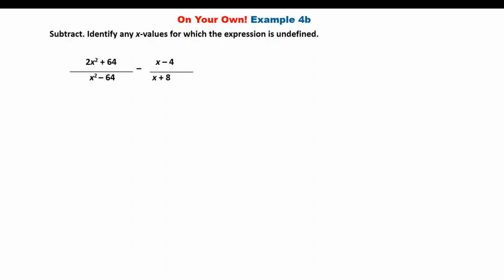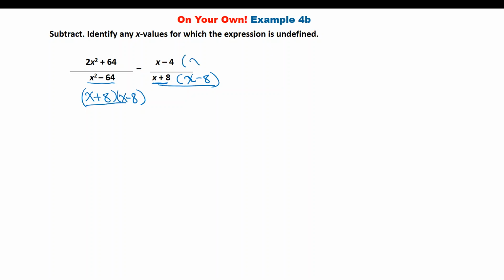All right, so on this one, it says to subtract, and I need to notice that I have fractions, so I need to have a common denominator. So I'm going to look at my denominators, and the first one I see, x squared minus 64, I see that it can be factored. It's the difference of two perfect squares. So that's going to be x plus 8 and x minus 8. Now that I have that, I see I already have an x plus 8 on this side, so if I multiply by an x minus 8, now I have a common denominator.